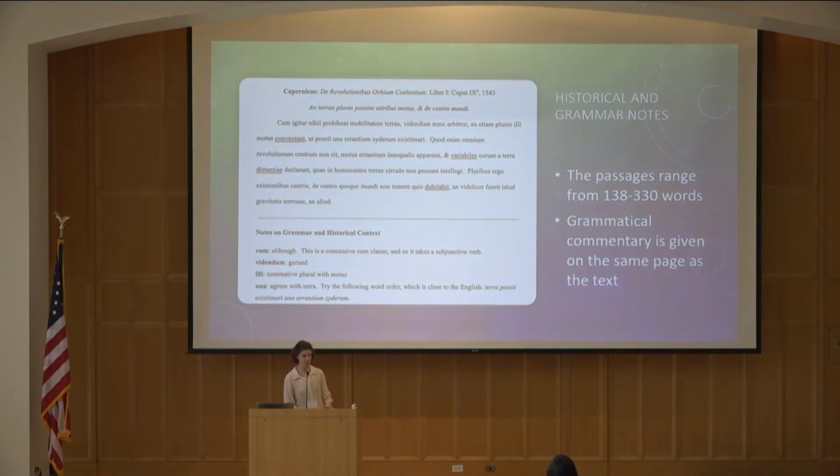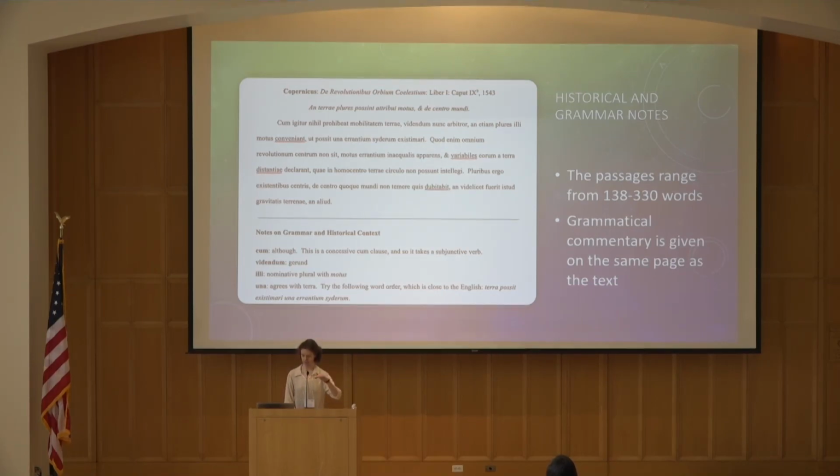So this is an example of what the reader looks like. I have a printed copy if anyone would like to see it afterwards. But each of the pages generally have this format. So I have a title at the top, the author, the title of the work, and the section that it's from. Then a passage of the original text. So for Aristotle and Ptolemy, this is in Greek. For Copernicus and Galileo, it's in Latin.